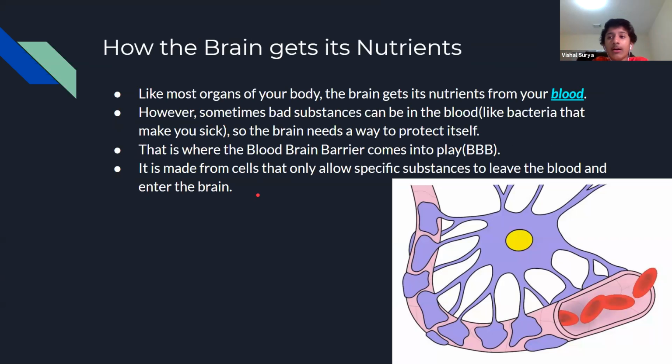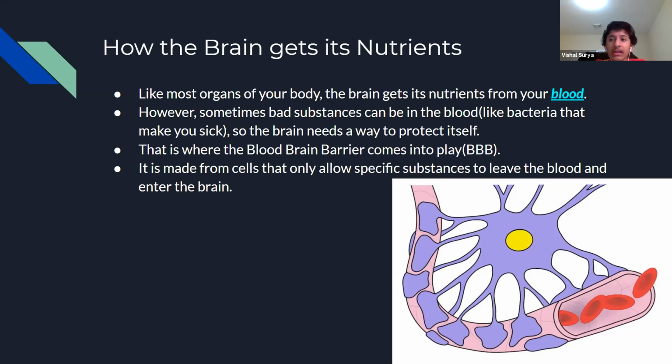Now we'll talk about how the brain gets its nutrients. Like most organs of the body, the brain gets its nutrients from the blood, or a set of liquids in your body that travels through you. However, sometimes bad substances can be in the blood, like bacteria that makes you sick, so the brain needs a way to protect itself from this. That is where the blood-brain barrier comes into play.